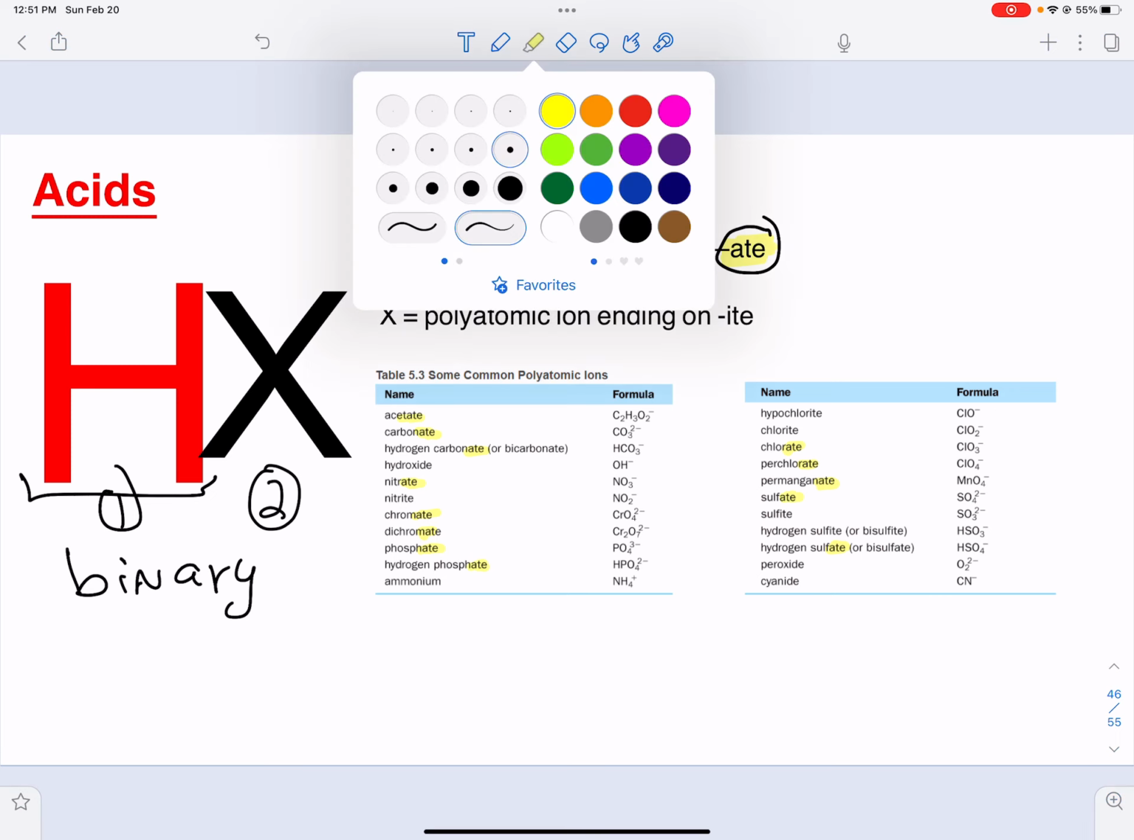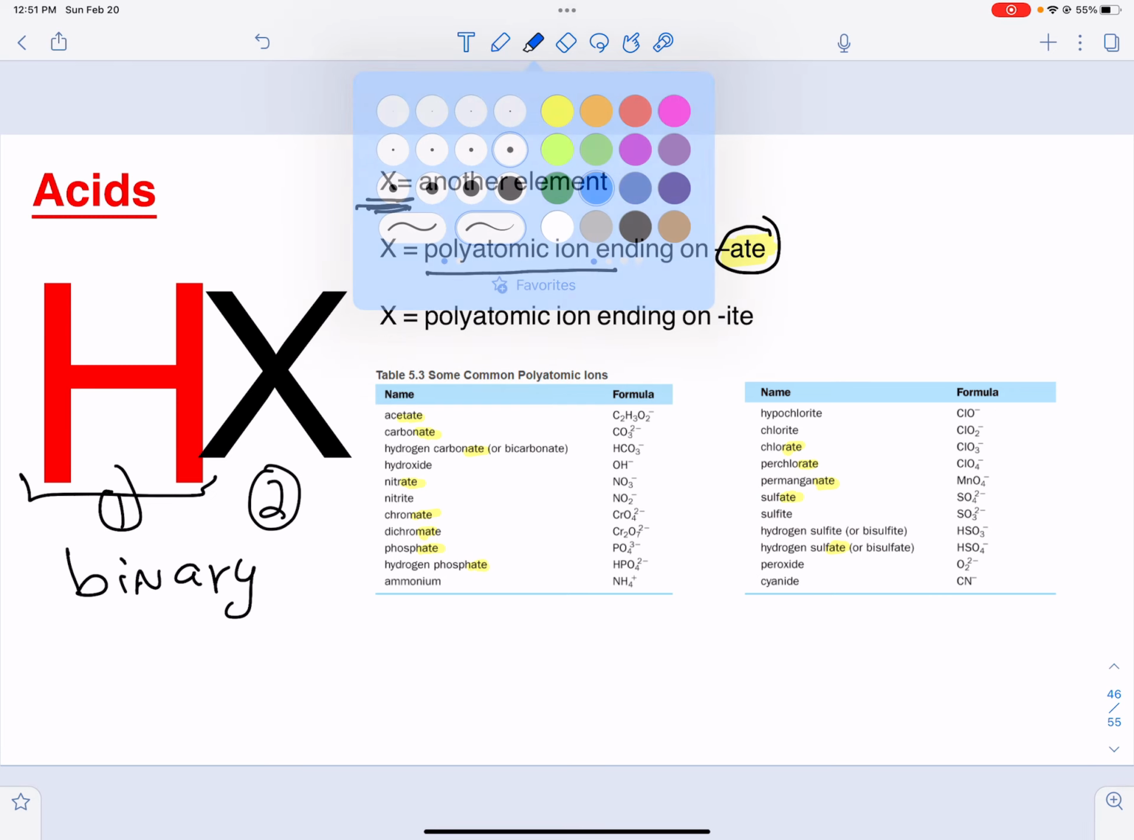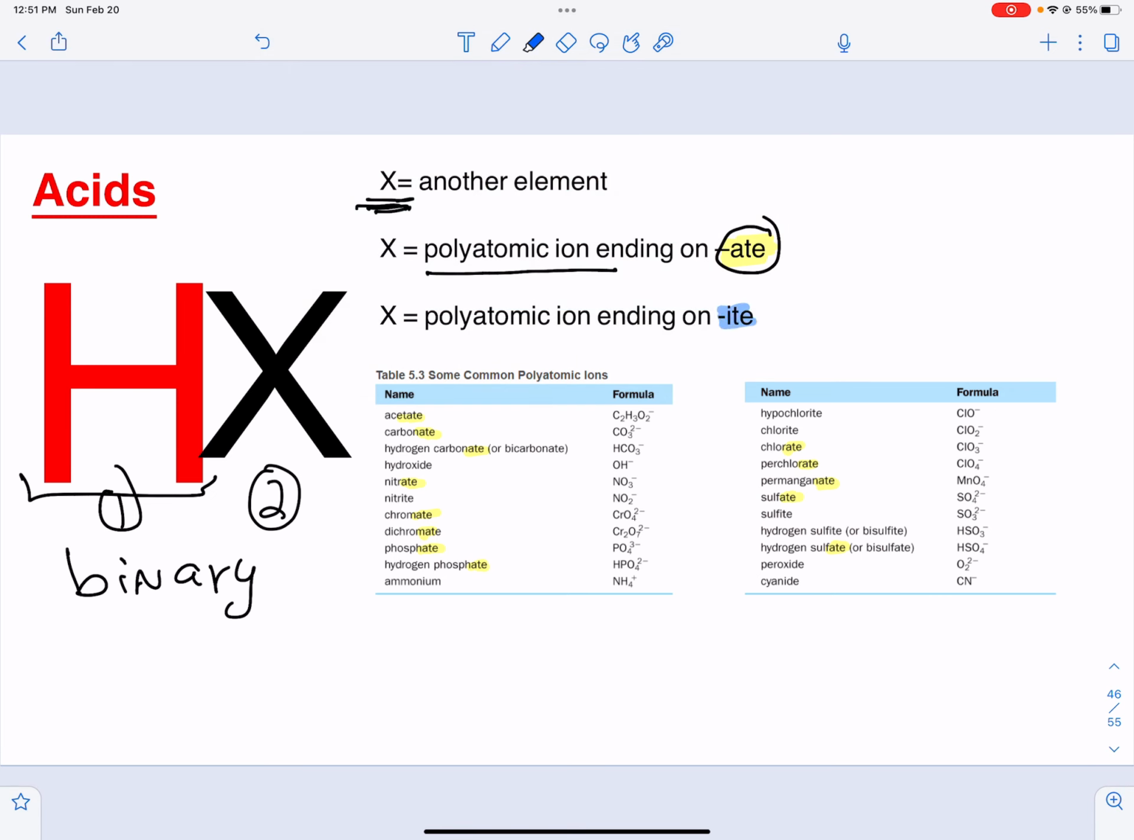What about the ones that end on ite? Those are going to be nitrite, chloride, hypochlorite. I said that backwards, but you see it. Sulfide, hydrogen sulfide. So depending on what polyatomic ion you're using, the naming of the acid is going to change. So you need to know the names of the polyatomics to see which one you're dealing with.